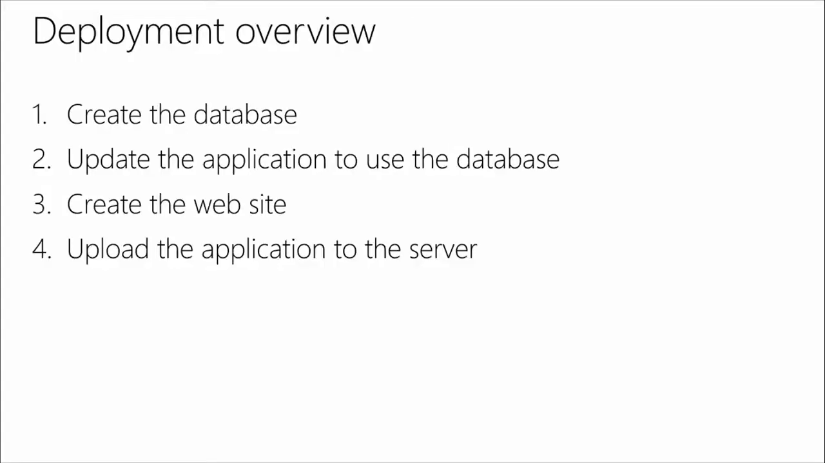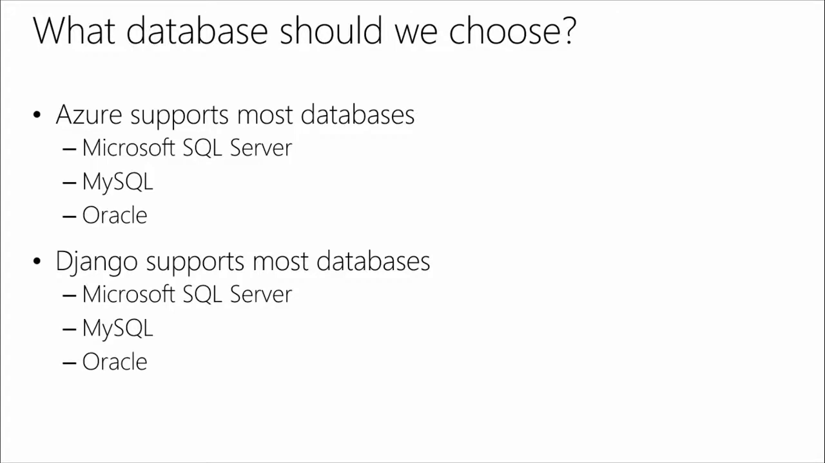Now, the basic steps here are to create the database, to update the application to use said database, to create the website, and then finally, last but not least, to upload the application to the server. Right. I mean, right now you have a database and you've updated the database, but you've updated it all locally. So now you have to create all that out there where you're going to host it. Exactly. So let's go ahead and take a look at how to set up the database.